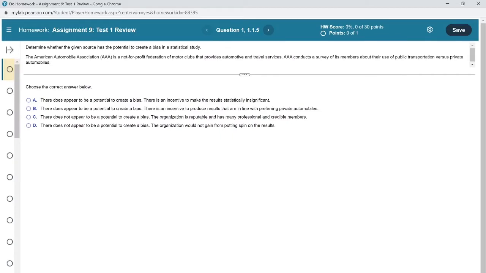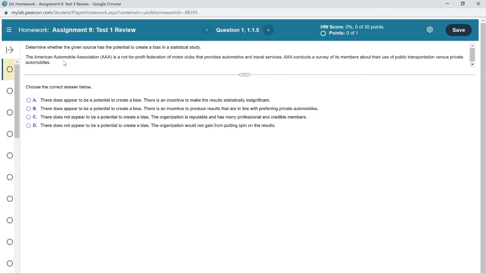Determine whether the given source has the potential to create bias in a statistical study. The American Automobile Association (AAA) is a not-for-profit federation of motor clubs that provides automotive and travel services. AAA conducts a survey of its members. Remember, there is a survey done by AAA itself to its members. So I already see the bias here about their use of public transportation. It's not public; it's a private versus private automobile. So there is a bias.